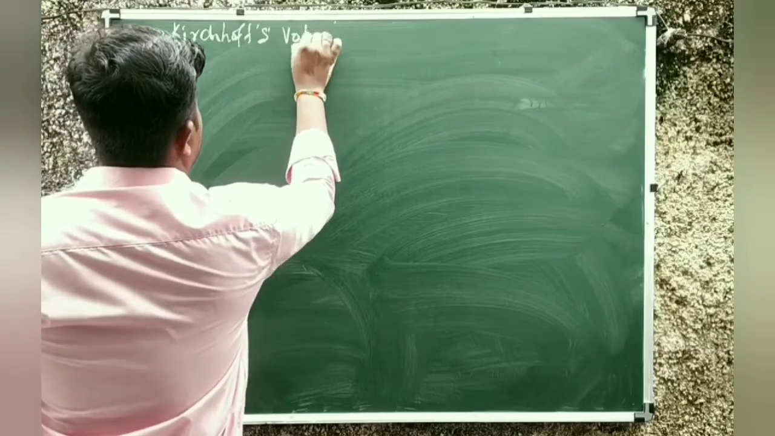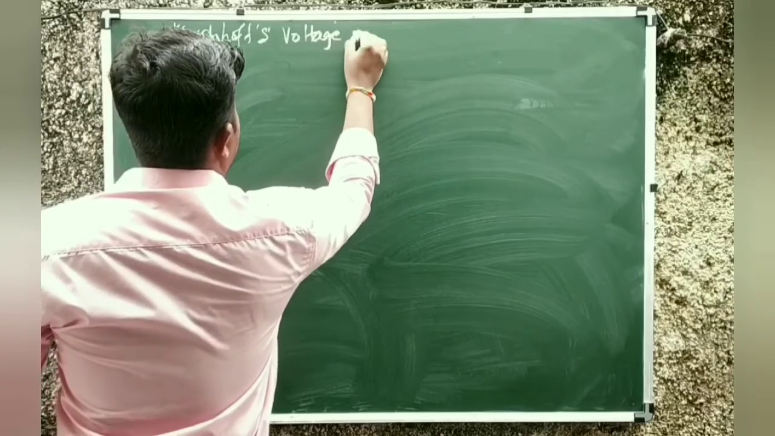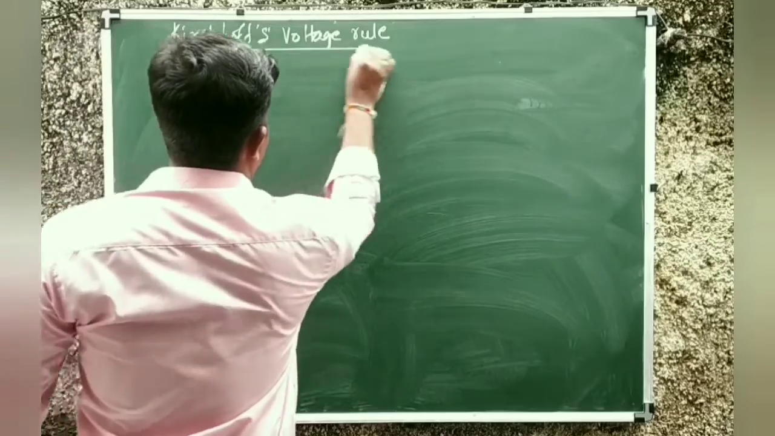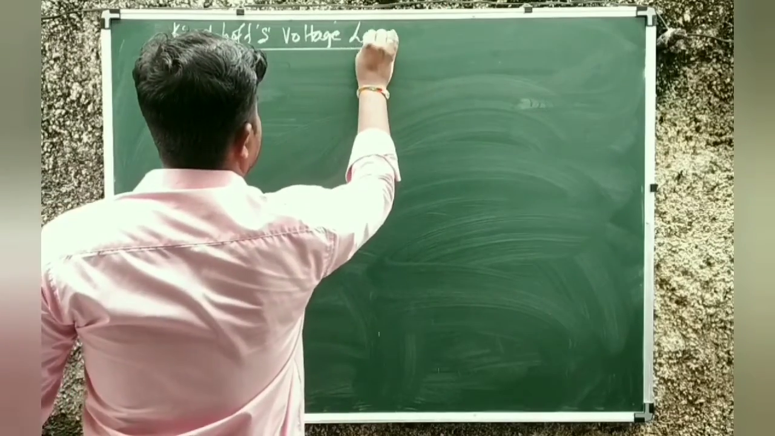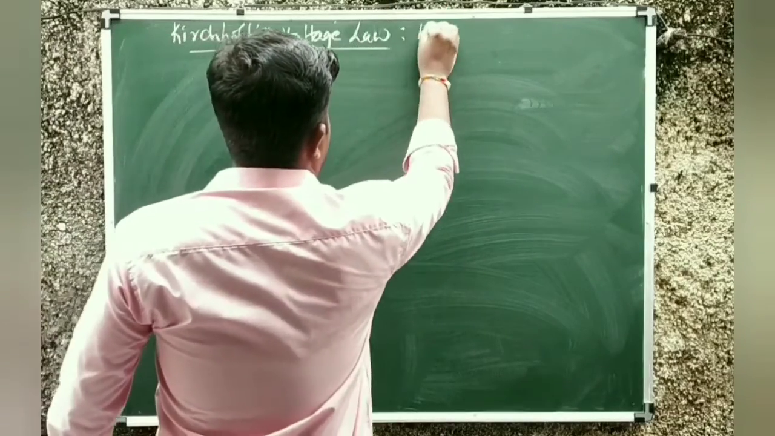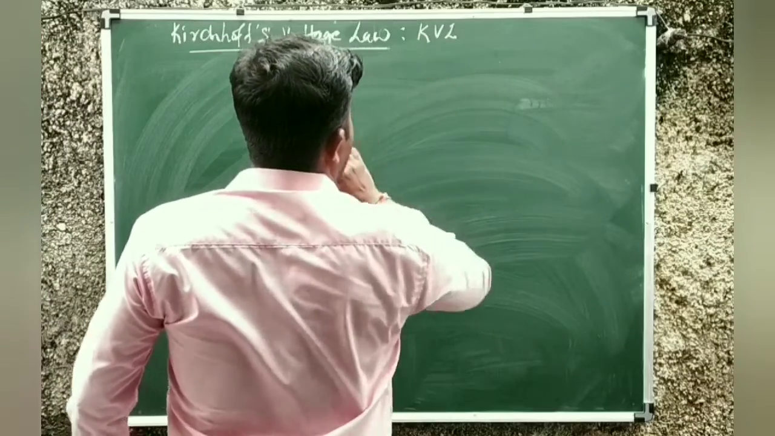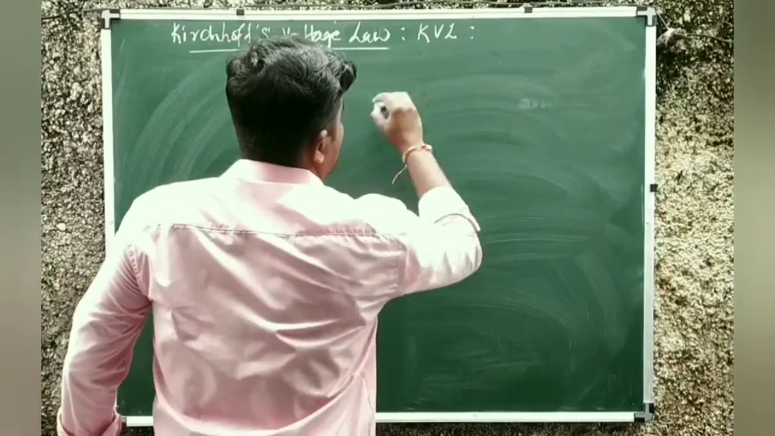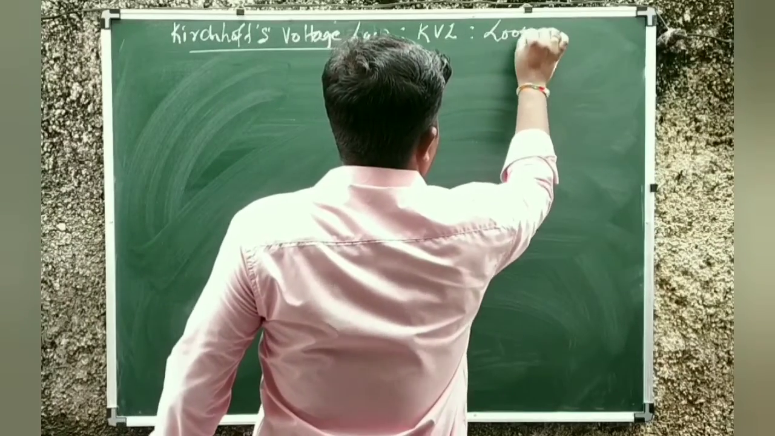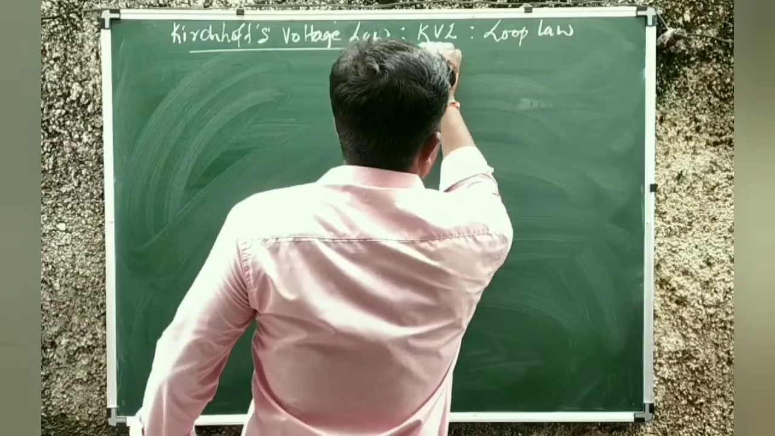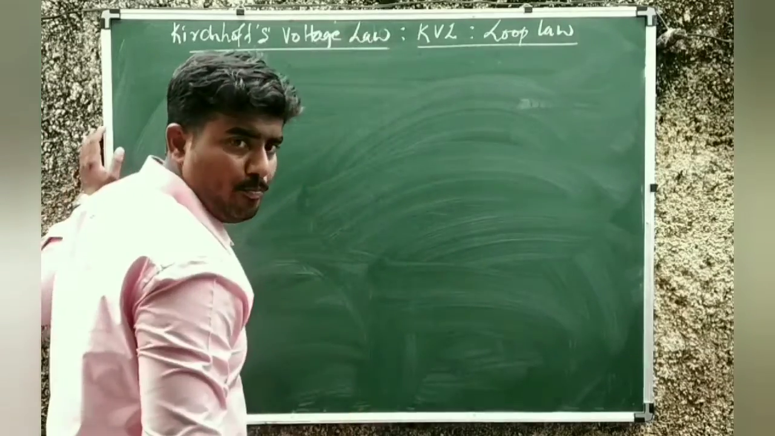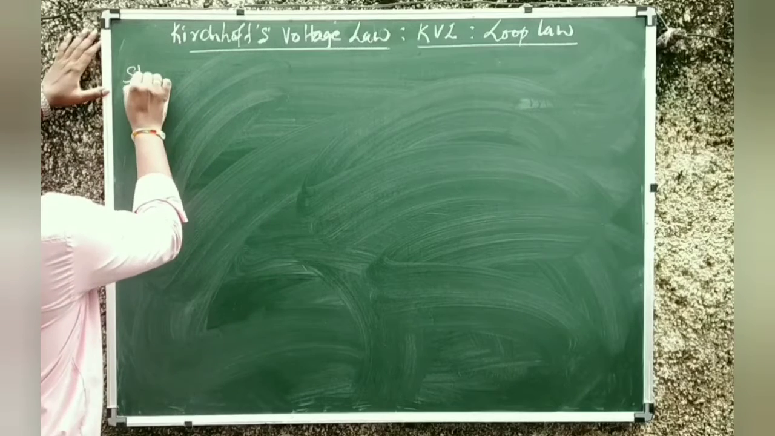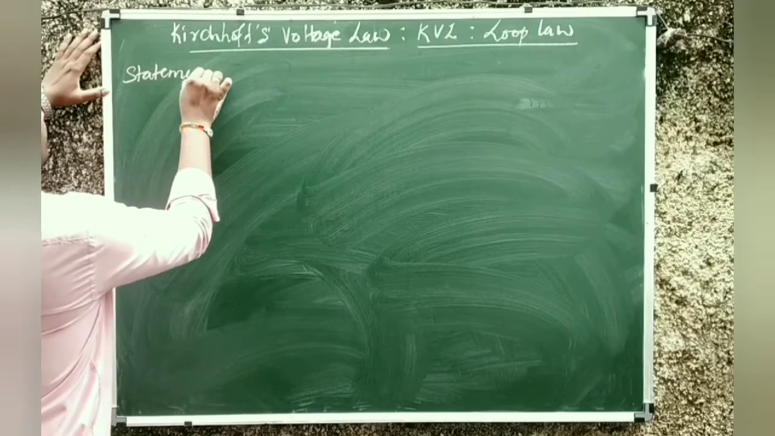Kirchhoff's voltage rule, or it is also called Kirchhoff's voltage law. In short, I can write it as KVL. As KCL was the current law, KVL is the voltage law. And this law is also called the loop law, Kirchhoff's loop law, because it is applicable at a loop. The statement for Kirchhoff's voltage law.